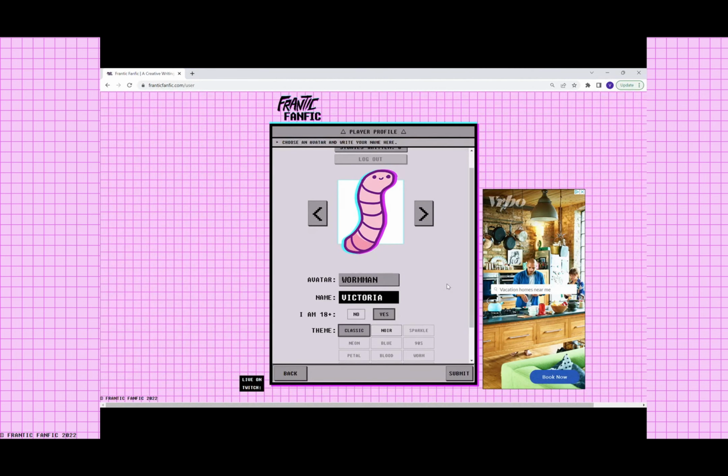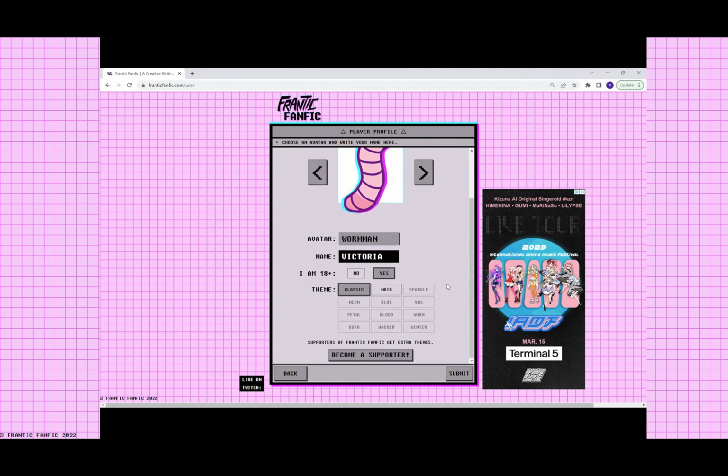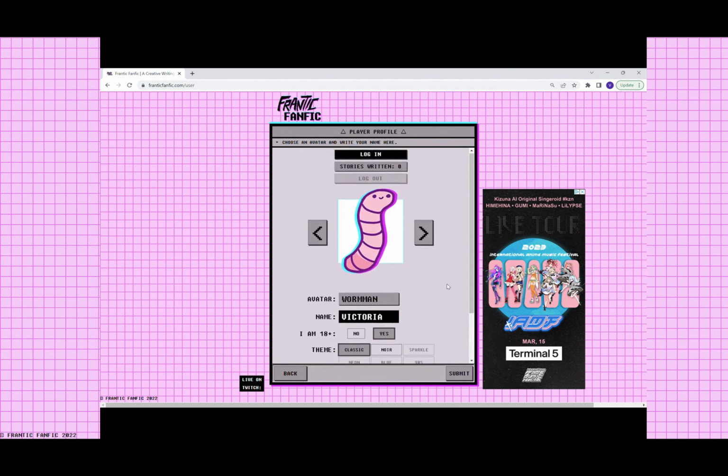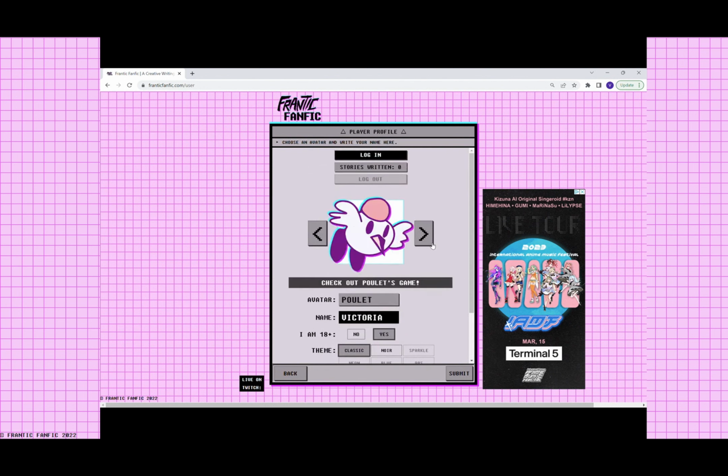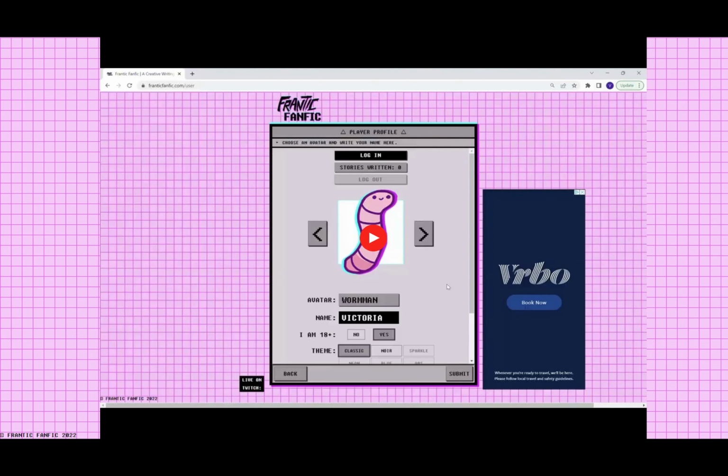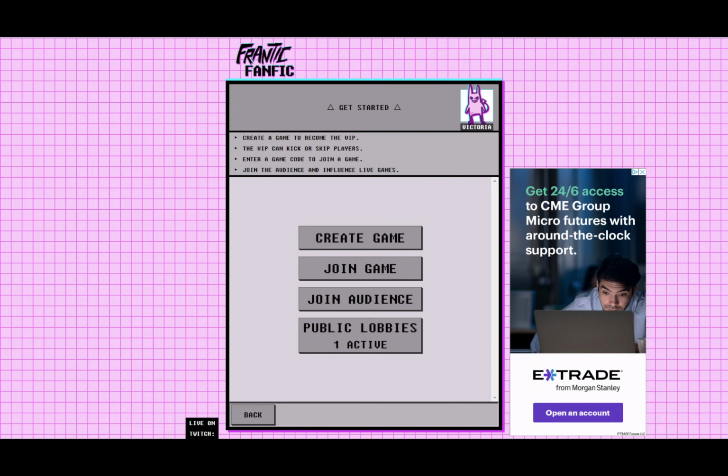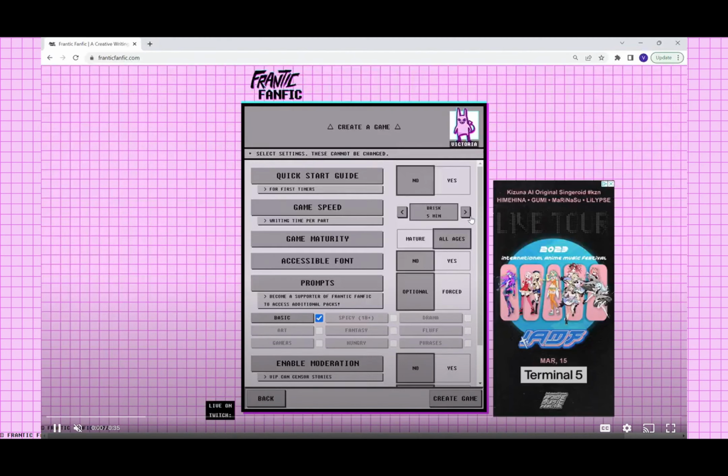What's really cool about this is you get to make your own character and put your name in. There are a lot of different character designs, and as the teacher, unlike with Frankenstories, where you can change their names yourself, you can still watch them do this and make sure that they're not clicking the "I am 18 plus" option or anything like that. Then you can create your game, and this is what it looks like.